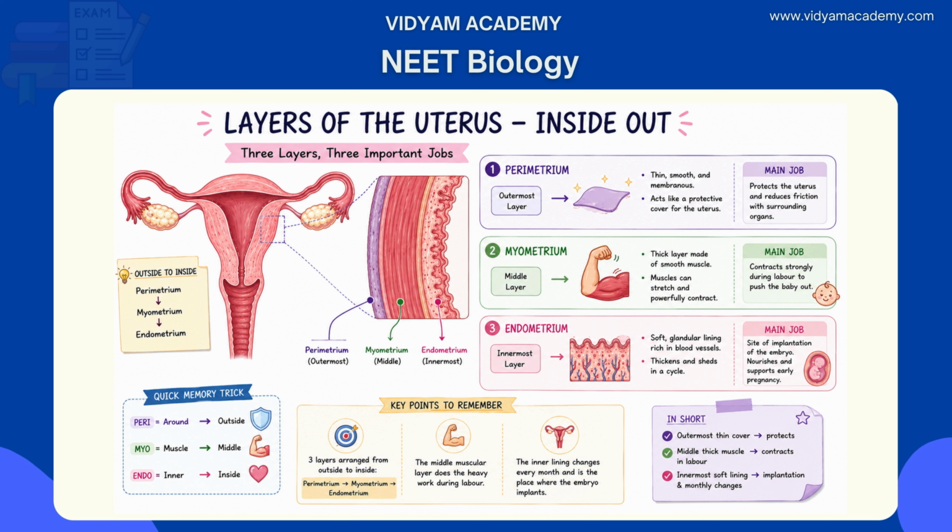The myometrium is the thick middle layer composed entirely of smooth muscle fibers. And it is the layer that produces the powerful contraction during labor under the influence of oxytocin.